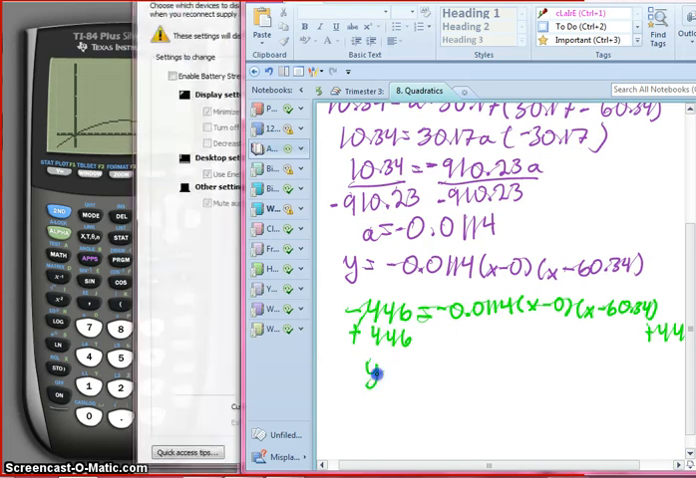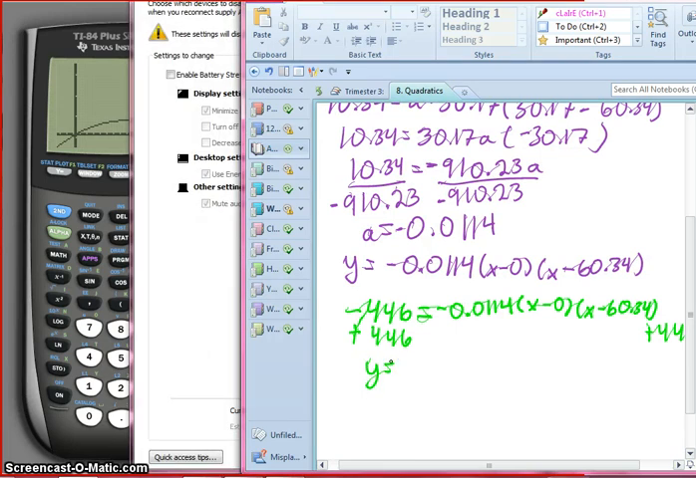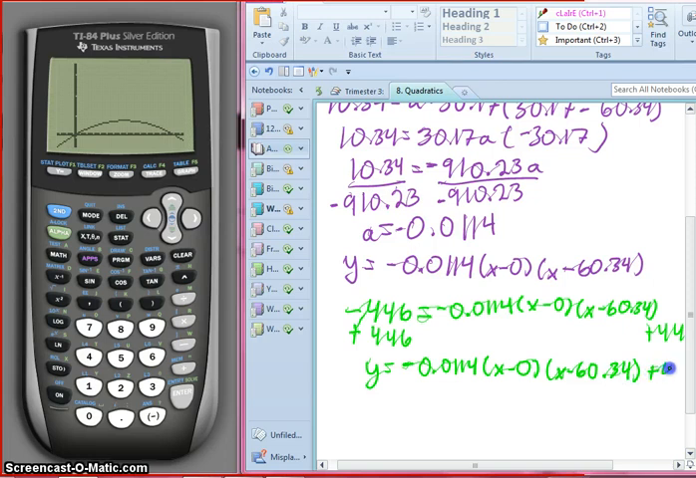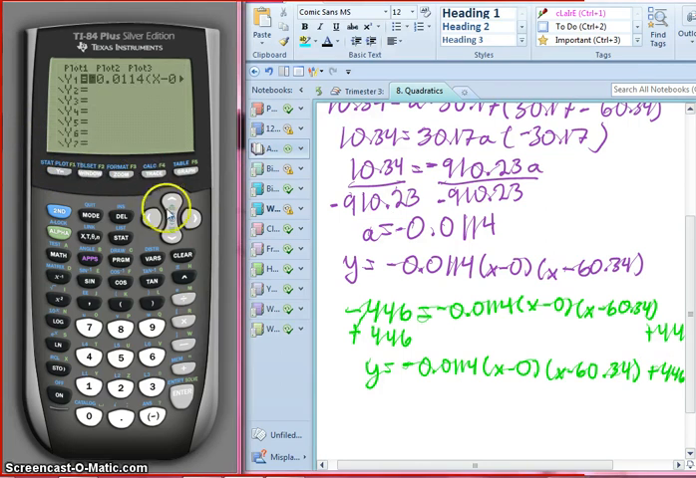It will be y equals negative 0.0114 x minus 0 x minus 60.34. You add 446 to the end. Alright, and to solve this, it's pretty simple. You just put it in your calculator.